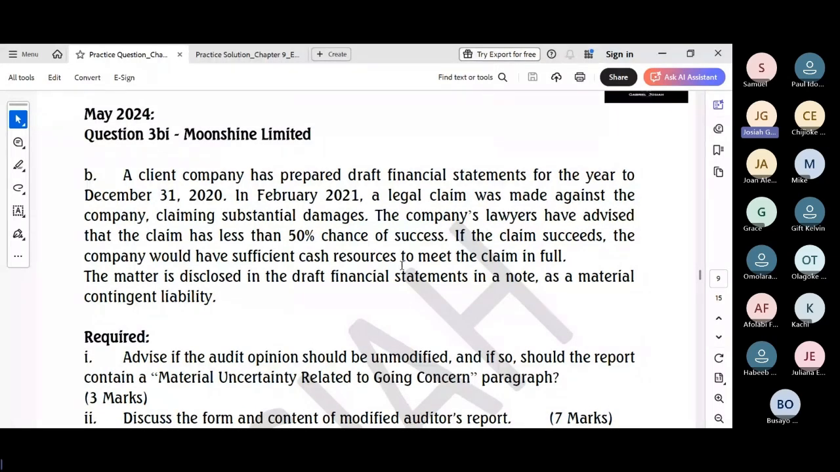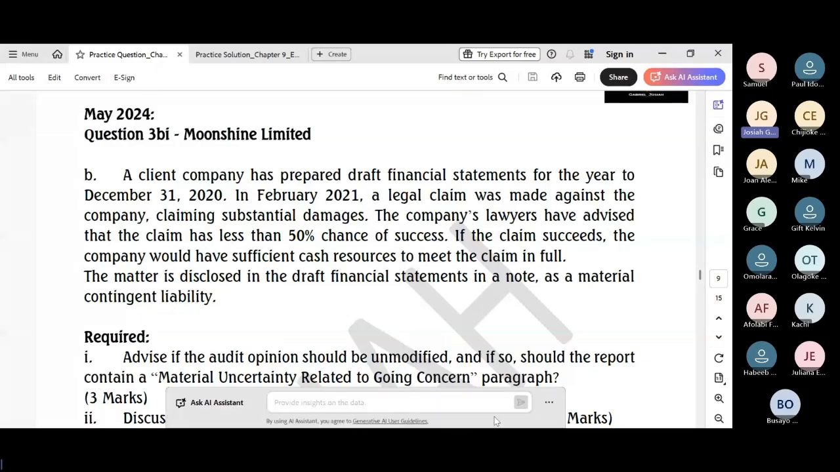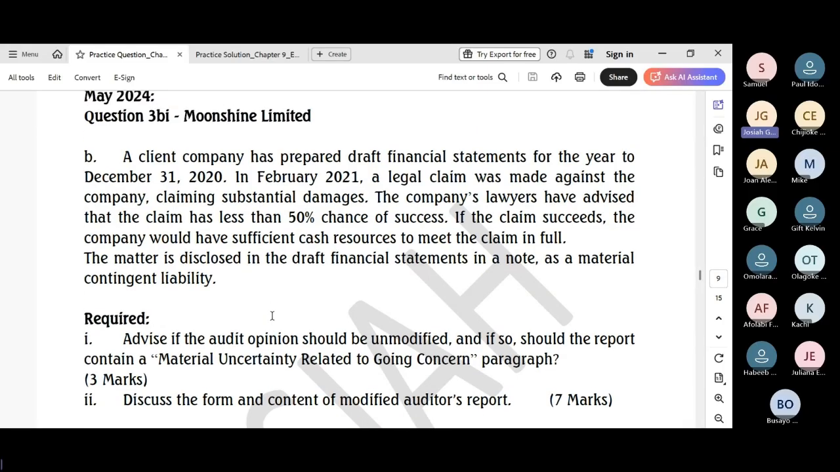Excuse me. Any questions? Any contributions, observations? So we'll run to the next question. Any questions? Okay, if there's none, let's go to the same May 2024, question 3B1 and I think 3B2.